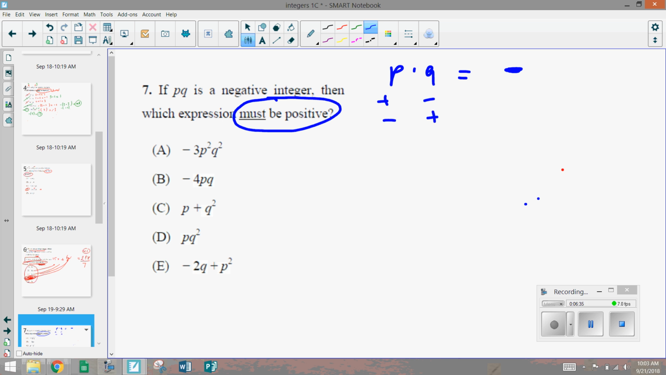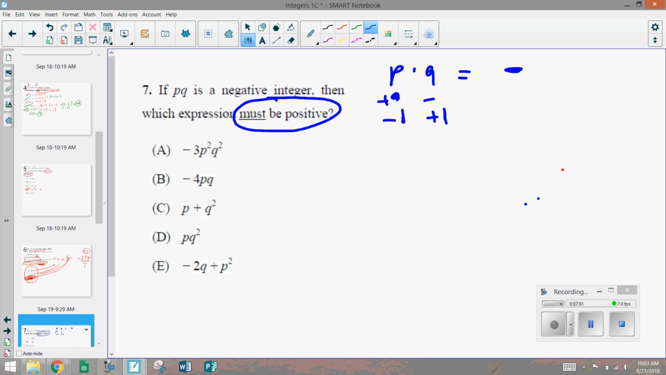Okay? Now, wanna just call any number or just plug it in? For example, we can call this one plus 1, negative 1. Okay, P is, what is that? P is negative 1, you said? And Q is positive?